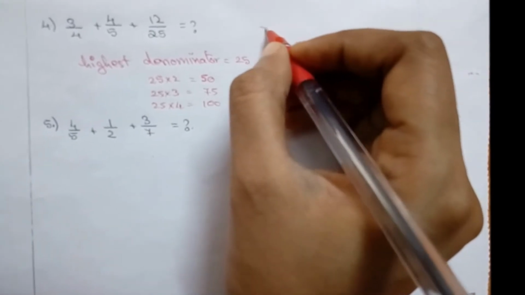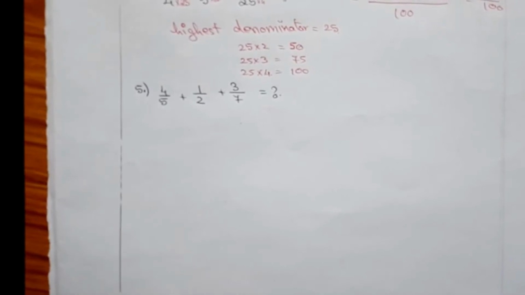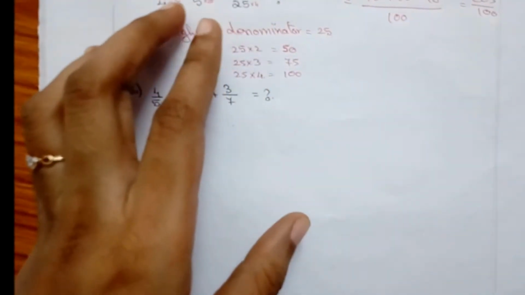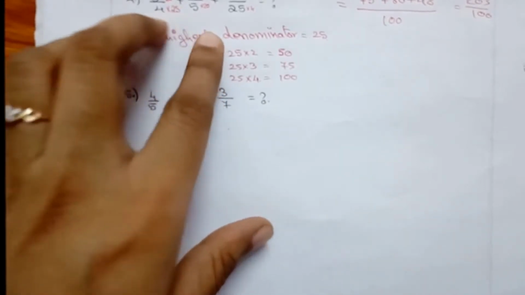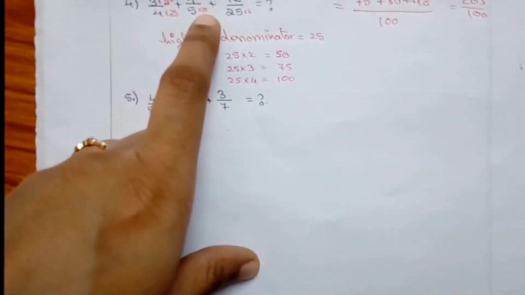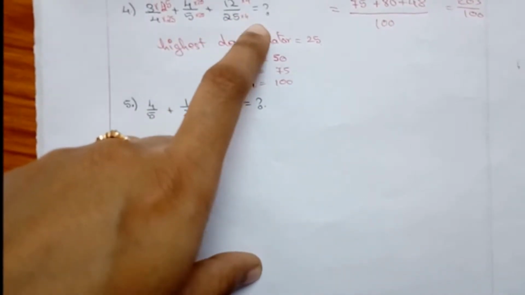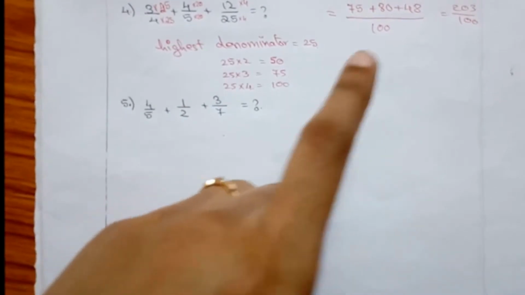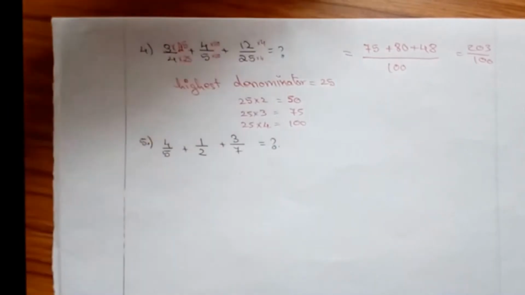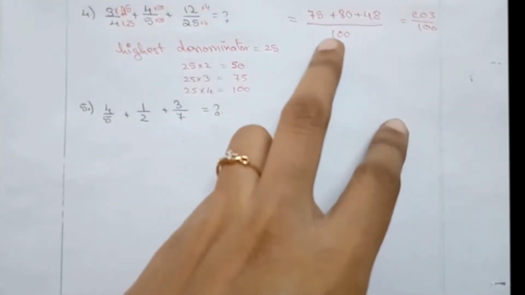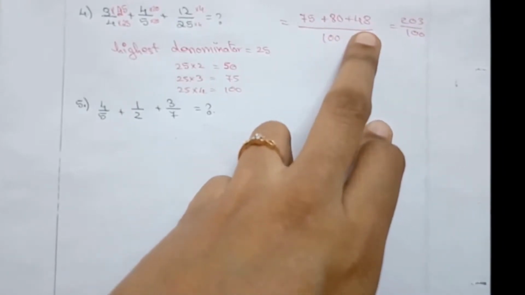So my answer will be, see, in this sum I have multiplied my denominator here by 25 and my next fraction by 20, and in my next fraction I have multiplied it by 4. So after multiplying, I will get a denominator of 100 for every fraction, and then my numerator will be 75 plus 80 plus 48.